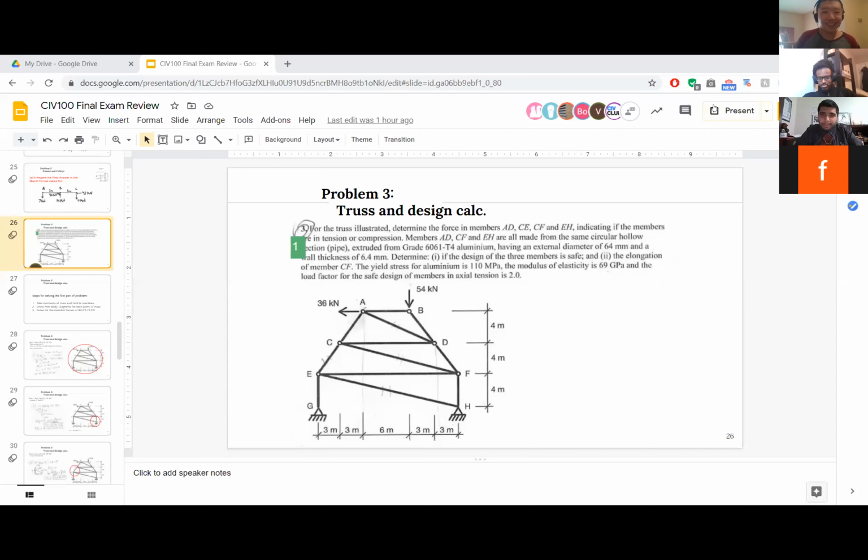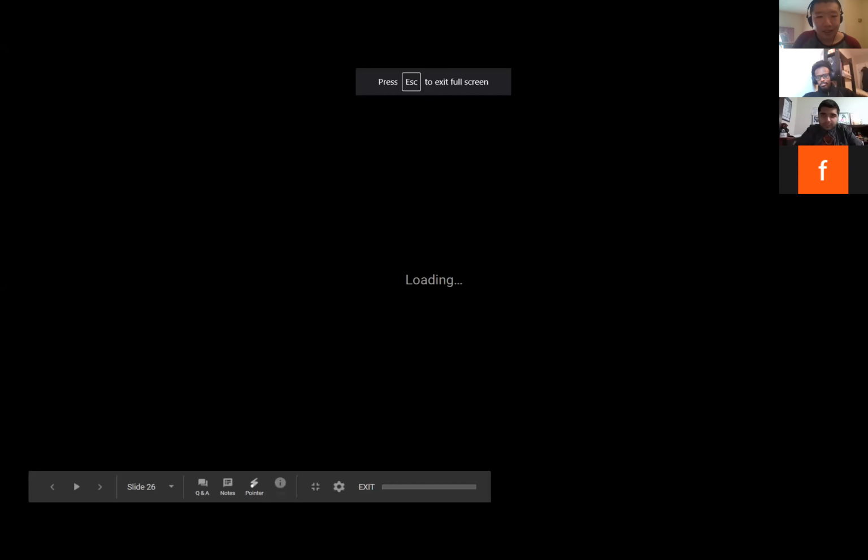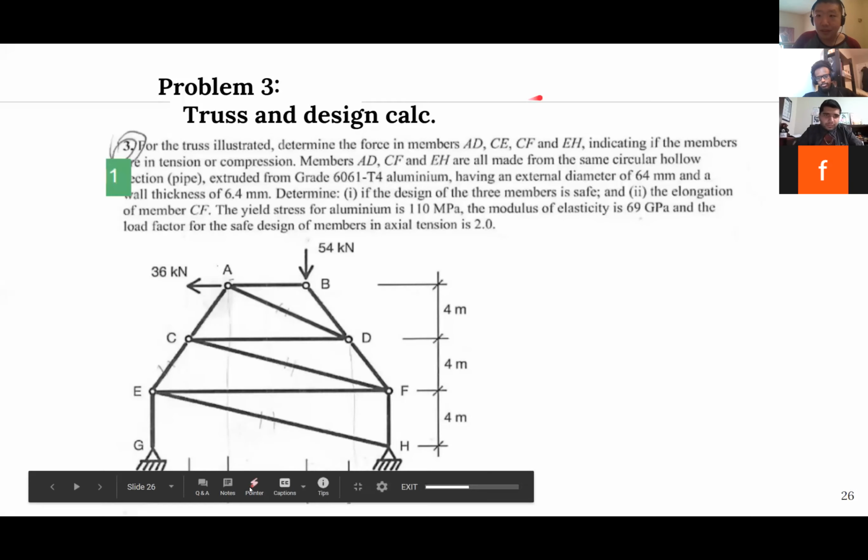Next, I'll be talking about trusses and design calculations. Okay, so give me a second to set up. Chat box open too.